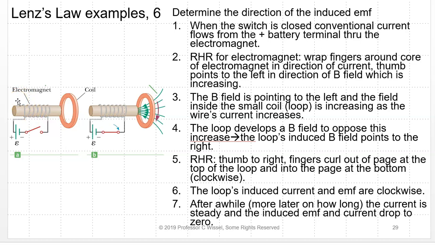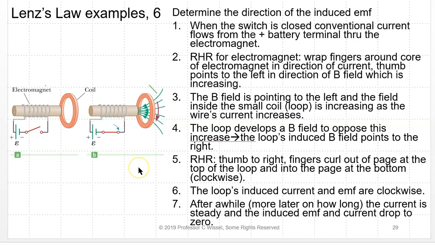And that will be the direction of the magnetic field, and it's increasing. So the magnetic field is pointing to the left, and the field inside this small coil or loop here is increasing as the wire's current increases. The loop will develop a magnetic field to oppose this increase. So the loop's induced magnetic field points to the right.